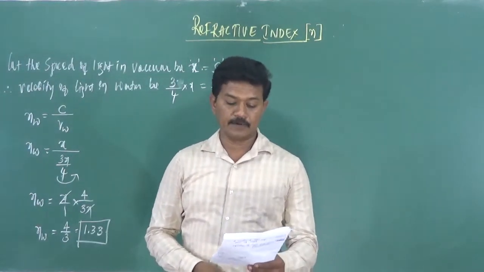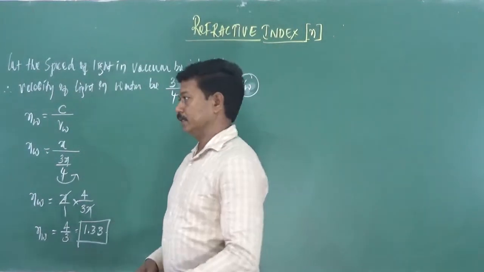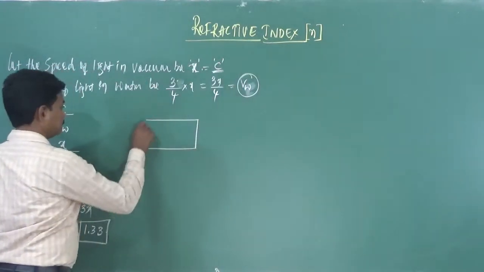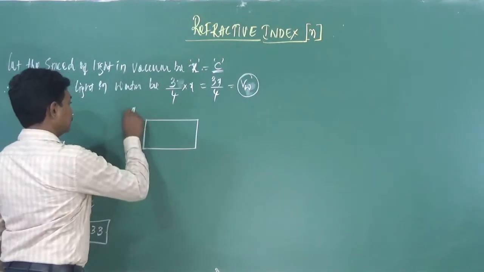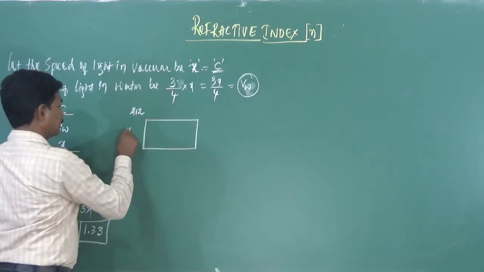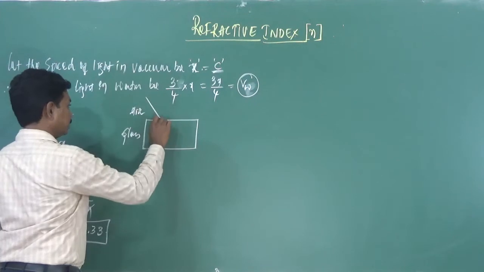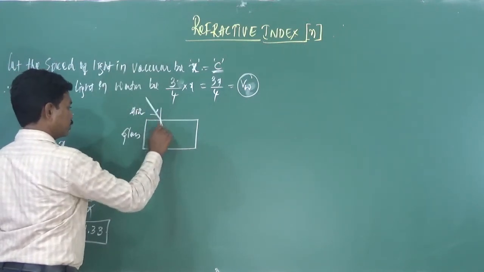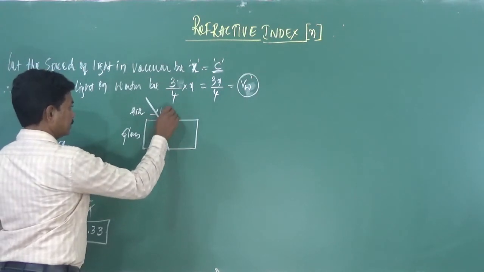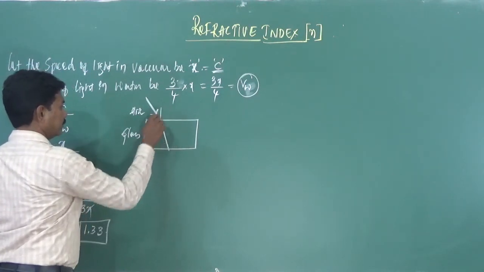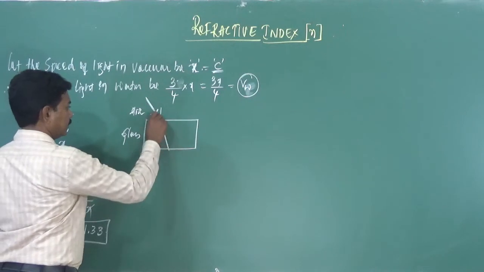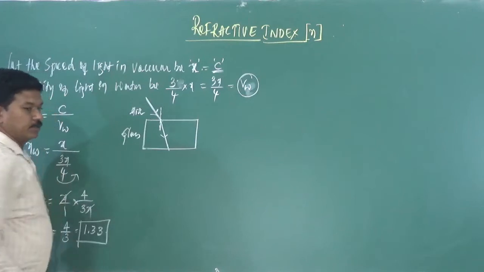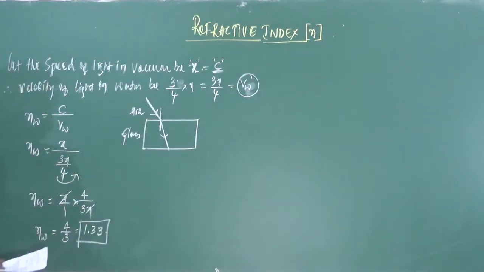Light enters from air to glass. Let us take a rectangular glass slab. So this is air and this is glass. Light enters from air to glass obliquely. If you draw a normal, it bends towards the normal because air is the optically rarer medium and glass is the optically denser medium. So this is the normal, and the light ray is going to bend towards the normal because it enters from rarer to denser.